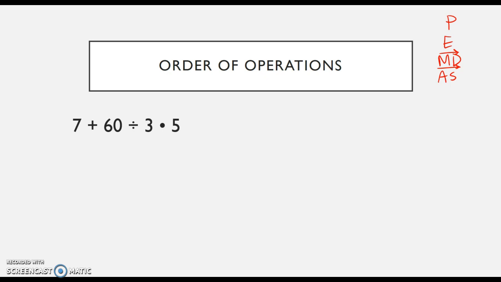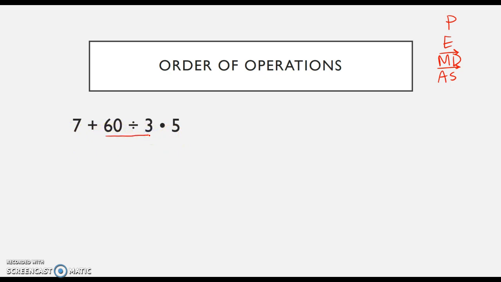Okay, so in this problem, when we're looking from left to right, the first thing we want to look for is parentheses or any type of grouping symbol. Here there isn't any, so we're going to skip parentheses. There's also no exponents, so now we're on the level multiplying and dividing. So when we go from left to right, we actually have both division and multiplication in this problem. But what we have to remember first is whatever comes first in our problem from left to right is going to be what we do first.